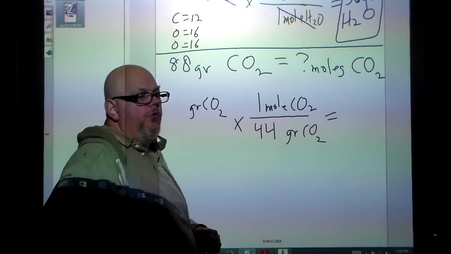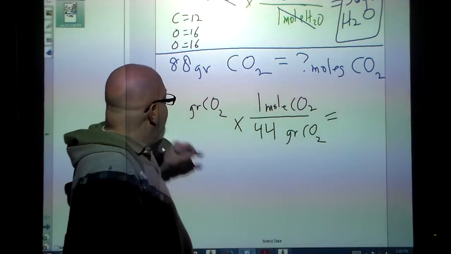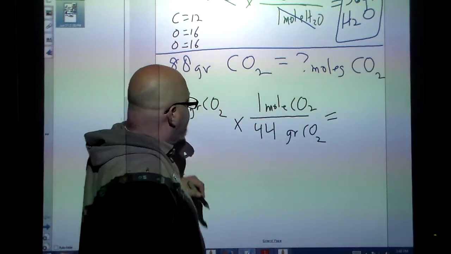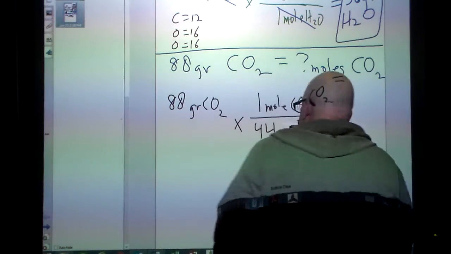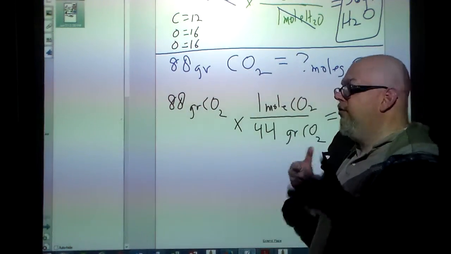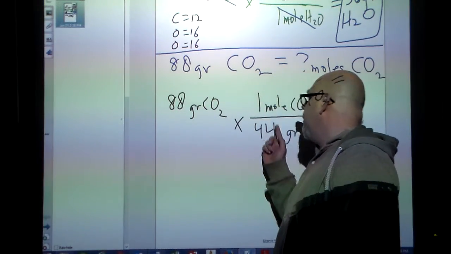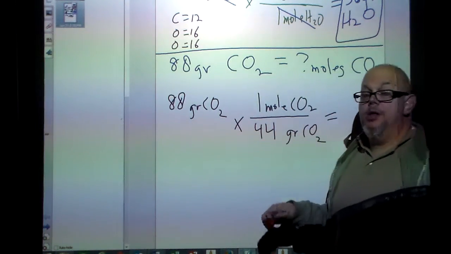Okay, so I'm going to say 44 grams. All right, and I have 88 grams here. Now, the nice part about this is I don't have to memorize if I have to multiply or divide. If I get my units done right, I should be good.